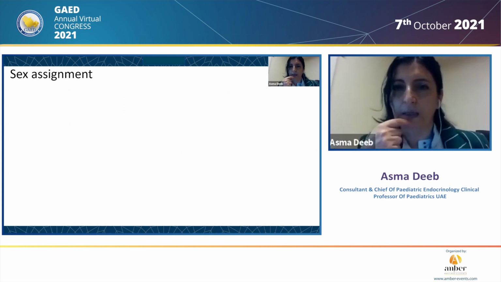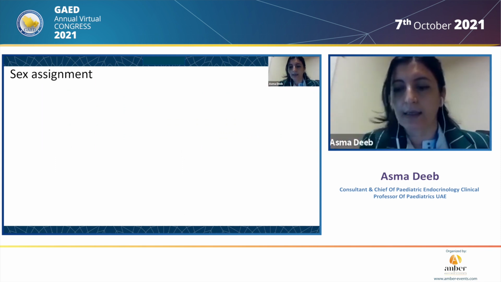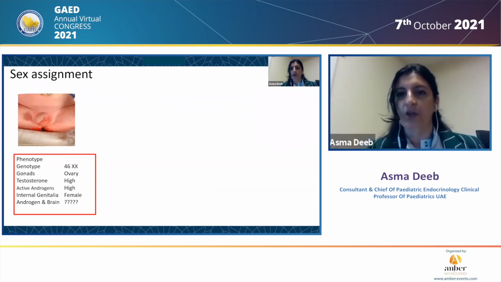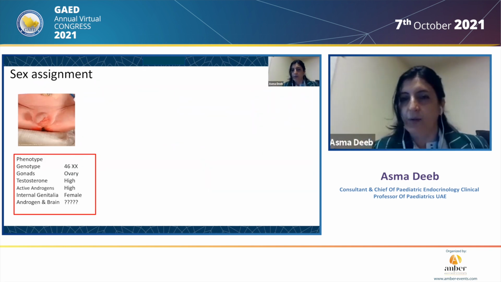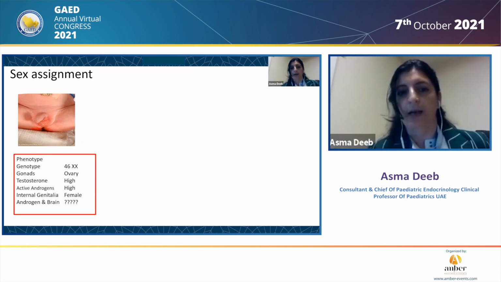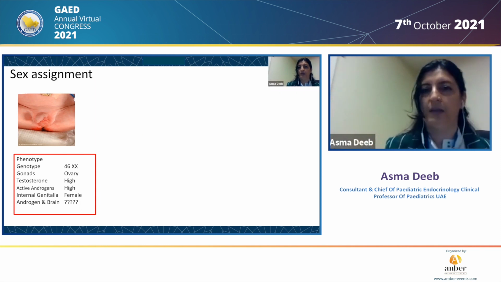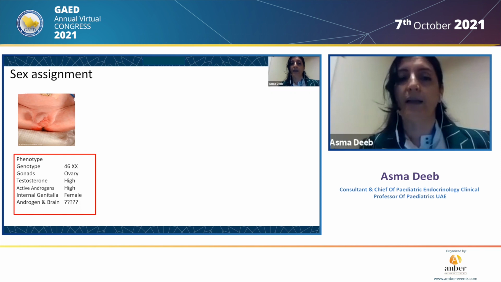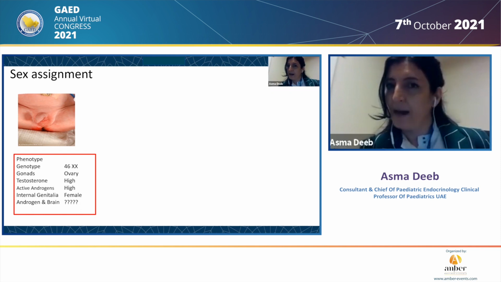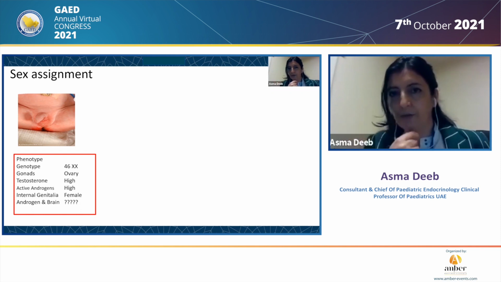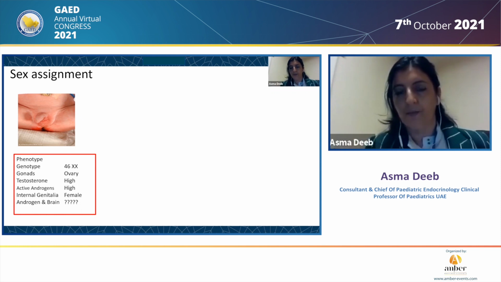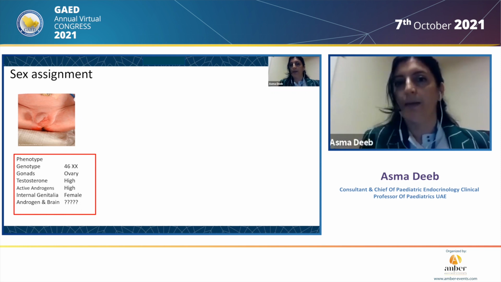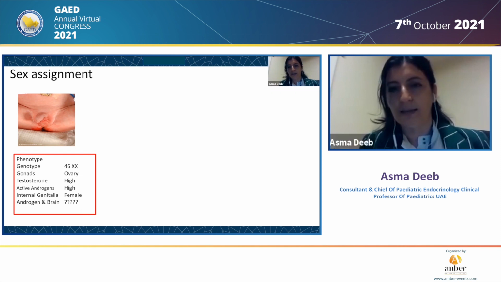And now let me talk a little bit about how to sex assign this baby. I showed you the genitalia of the baby, and I did tell you that his karyotype is 46XX. The gonads inside are ovaries, the testosterone is high, the active androgens are high, but the internal genitalia is that of female. And there might be androgenization of the brain because the brain is sensitive to androgens. So there might be some tendency to the male sex when it comes to gender identity.